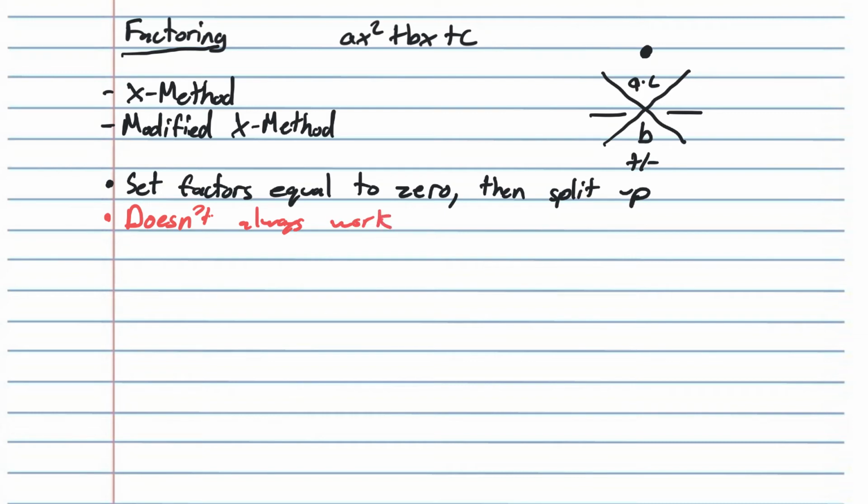For example, if you try to do an X method on a question and there's just no two combination of numbers that would work, then obviously you can't factor this to solve it, right? So factoring does not always work. It only works if the numbers actually factor out nicely, okay? So it doesn't always work. That's our second method.